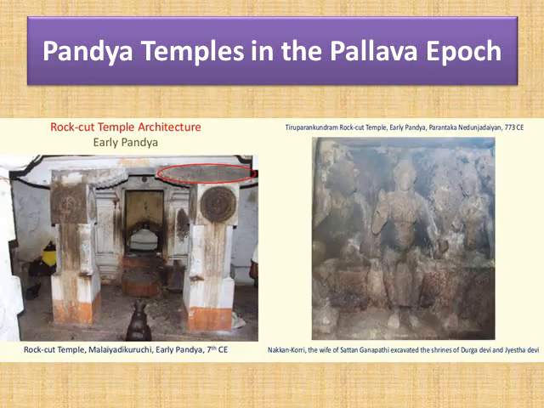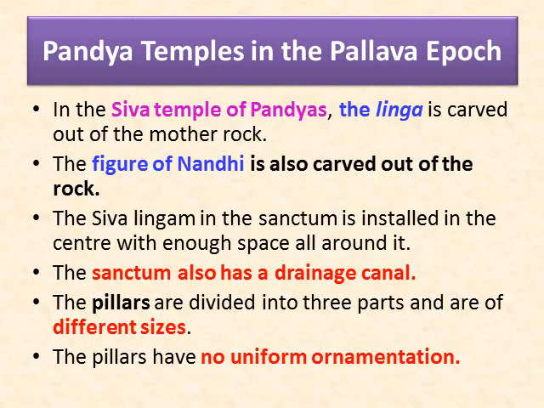In the picture you can find the rock temple architecture of early Pandyas, that is the temple at Malayadikurichi, as well as Thiruparankundram rock temple. Now let us learn about some intricacies of the Pandya temples in the Pallava epoch.